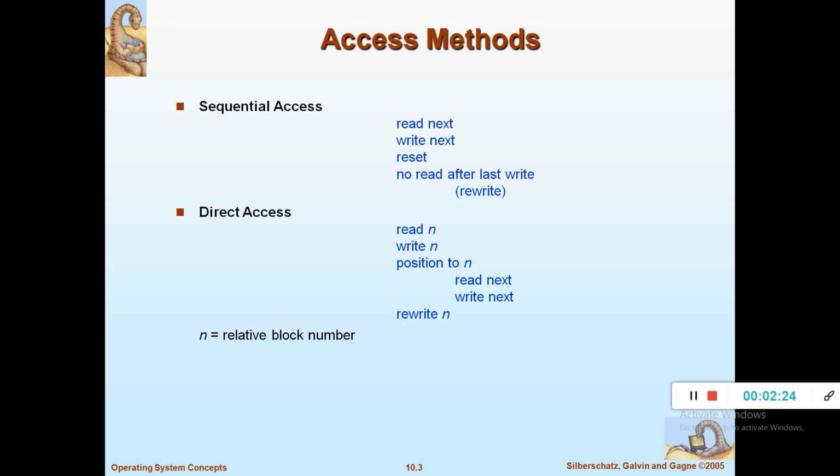After positioning the cursor or pointer at that specified location, you can carry out the sequential read and write operations, that is read next and write next. And then you can also use the rewrite operation. So these are the different ways we use to access the file contents, that is sequential access and direct access, or even you can access the file sequentially or directly from the disk also. So n is the relative block number that we use to access the file directly.